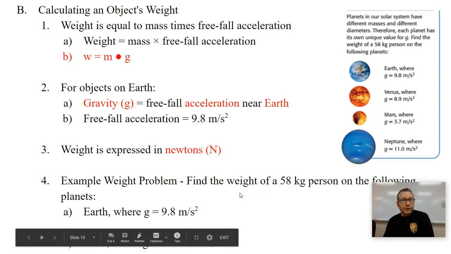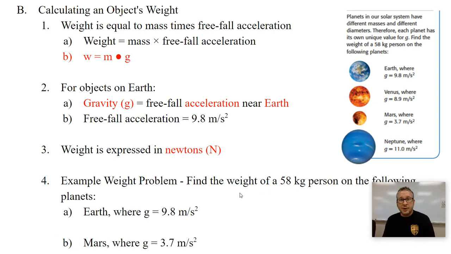Well, we know what a newton is made of: kilograms times meters per second squared. So really, it's just the same formula that we saw in the first section, just with different ideas, okay? So, Earth has a gravity of 9.8 meters per second squared, and Mars has a gravitational acceleration of 3.7 meters per second squared. So let's first do this.